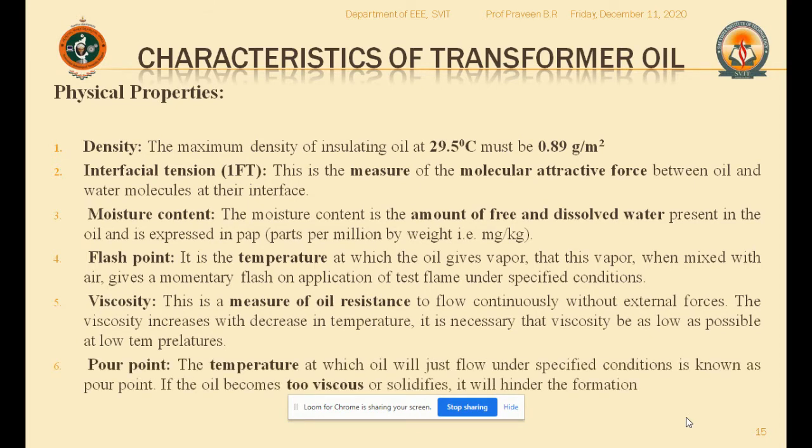The pour point. How do you define a pour point? The pour point is defined as the temperature at which the oil just flows under the specific conditions. If the oil is too viscous or solidifies, it will hinder the circulation. Therefore, there are 6 points which you have to remember for the physical properties. What are the 6 points? Density, interfacial tension, moisture content, flash point, viscosity, and the last one is the pour point.